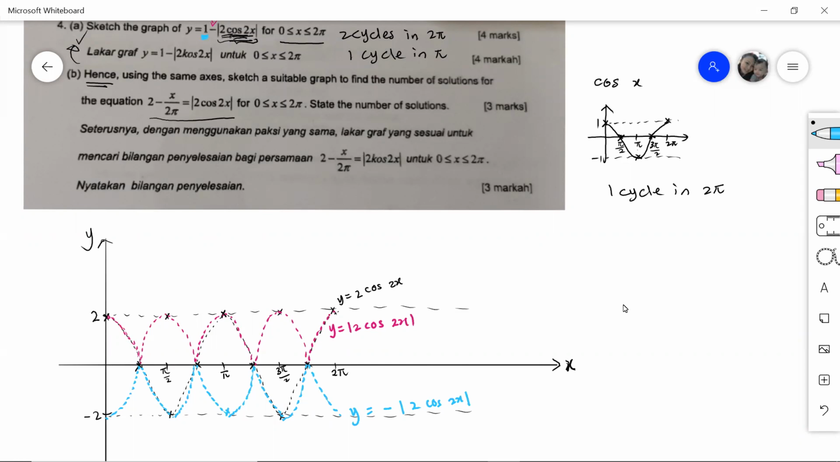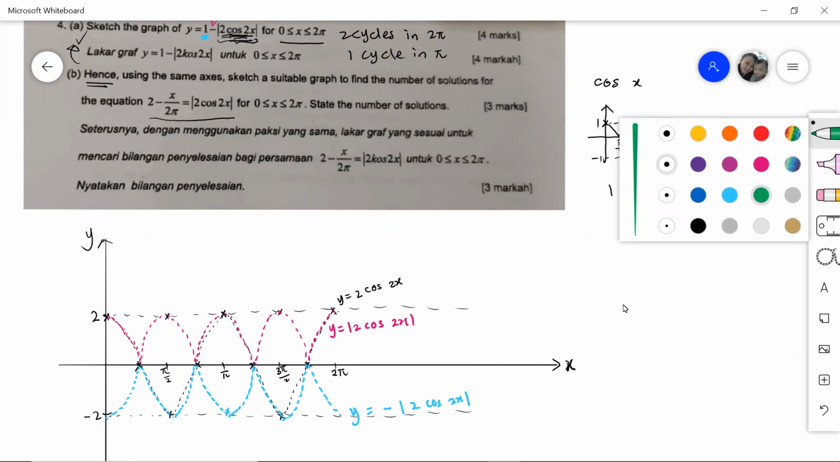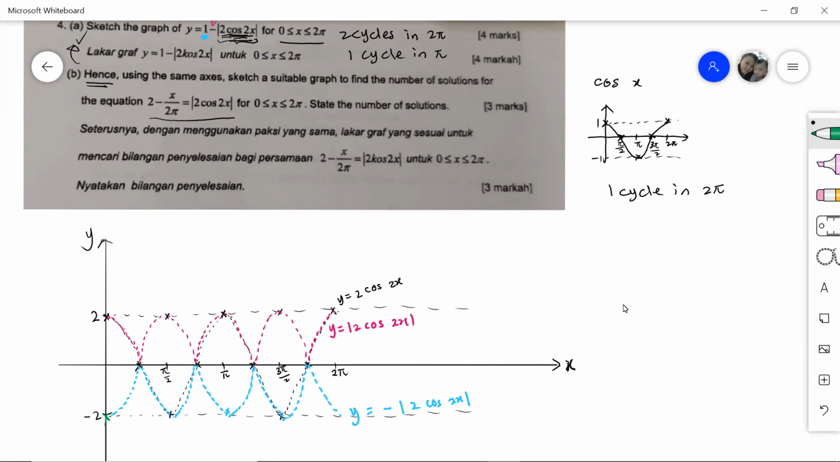Now, next, once we are done with the negative part, let's look at the 1 here. The 1 means the y shift. That means the whole graph will shift upwards by 1 unit because of the +1. So instead of -2 here, it will now be shifted upwards to -1, and wherever the 0 value is will be shifted 1 unit upwards. So from here, let's plot down all the important points on the green line.